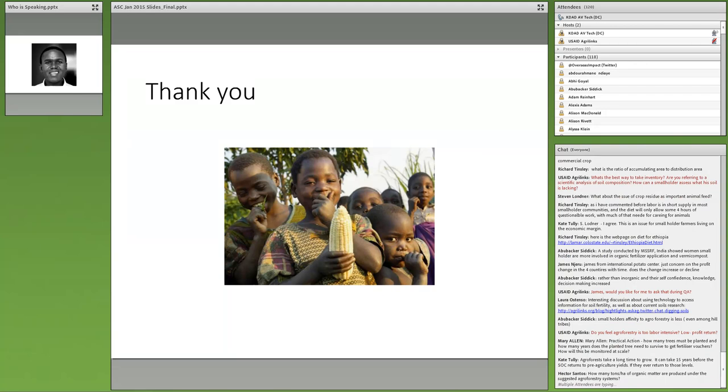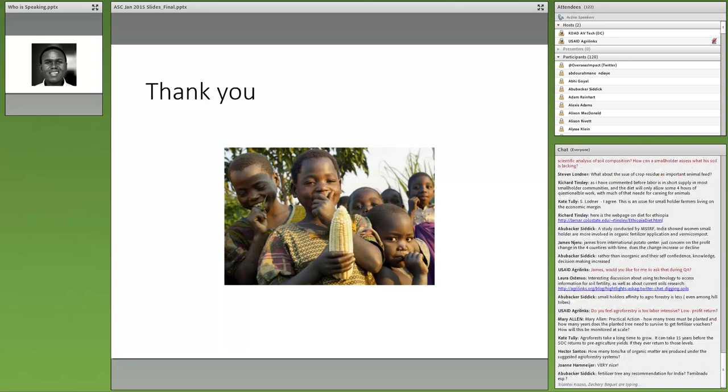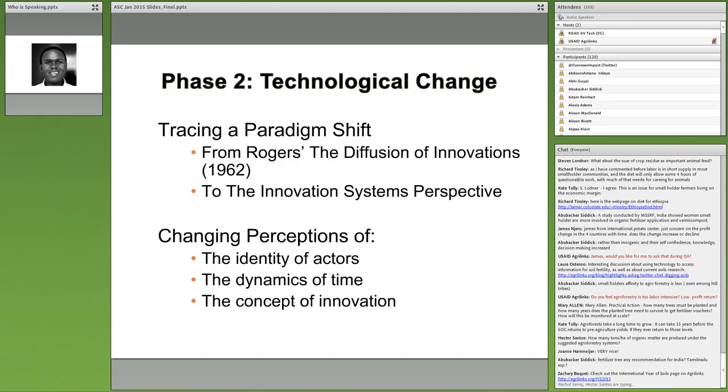Let's try this again. We're going to shift gears again. This time we're going to talk about paradigms. We're going to try and do something on the order of 30 or 40 years, 50 years of transformation of how we look at the adoption of technological practices in agriculture. So it's the second phase, the technological change, that we're going to talk about here.